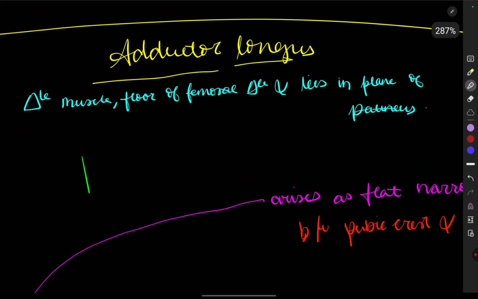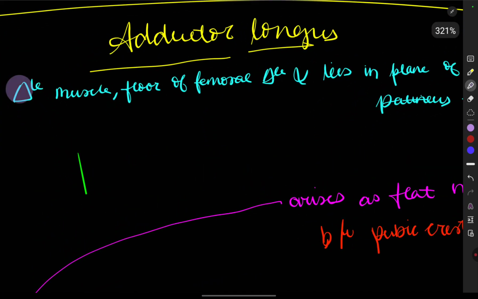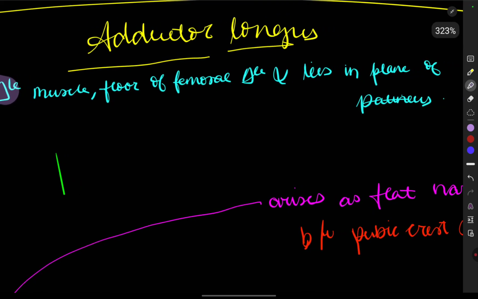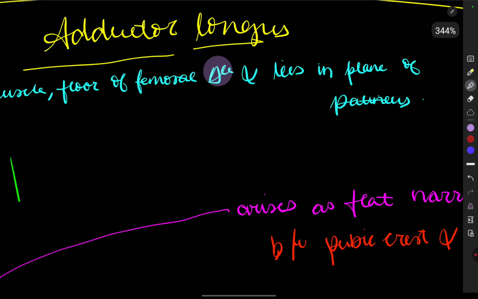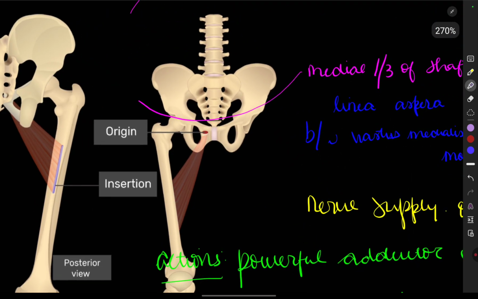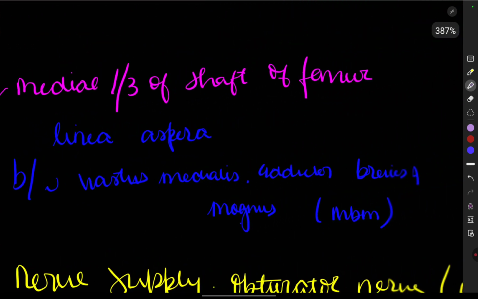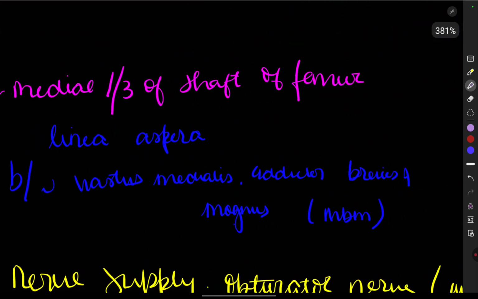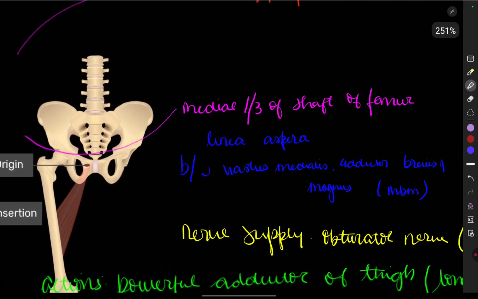So talking about the adductor longus, it is a triangular muscle. It forms the floor of the femoral triangle. We had already seen that in the femoral triangle video. It lies in the plane of the pectineus muscle. So see, it is originating from the medial 1/3 of the shaft of the femur. Okay, wait.